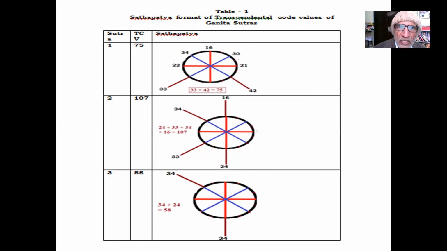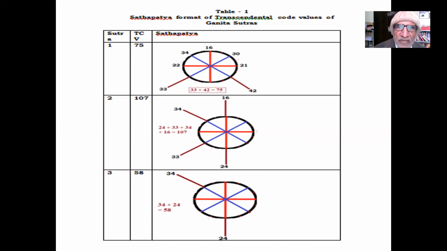Therefore, the sadhakas have to be parallel with such manifestation, and sequentially we have to proceed ahead, and we will see that Ganita Sutra 2, Nikhilam Navatashcaramam Dashatah, this text is of transcendental code value 107, and the directional part, north, south 16, 24, and Ishan Kon and Vayve Kon 33, 34, is making a grand summation value of 107.